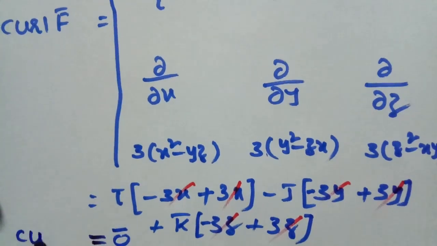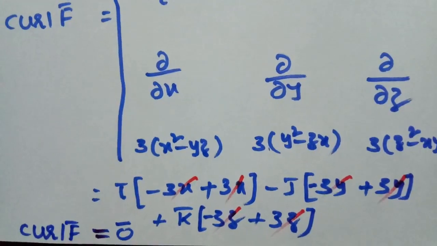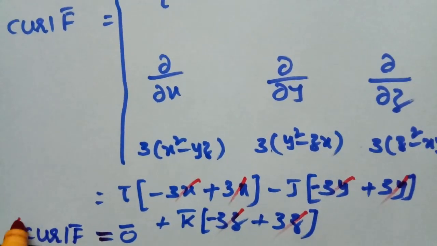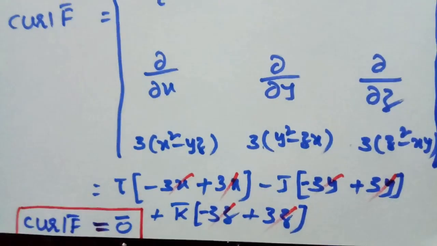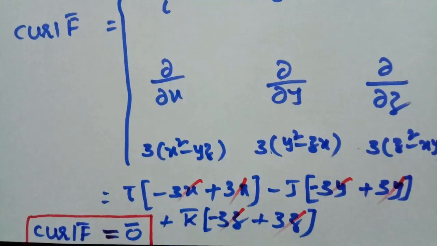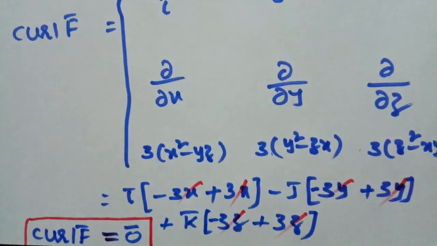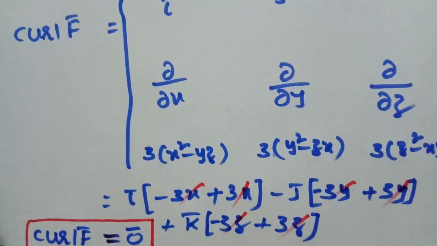Therefore, curl F bar is equal to 0 bar. That means the curl of a gradient of a scalar point function is 0. You remember this as a result: the curl of a gradient is equal to 0. For the gradient of any function, this becomes 0.